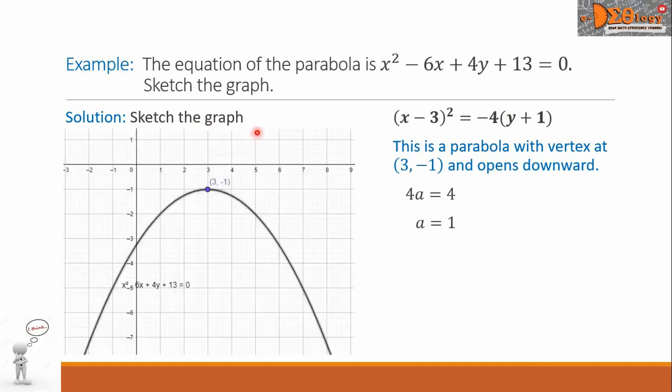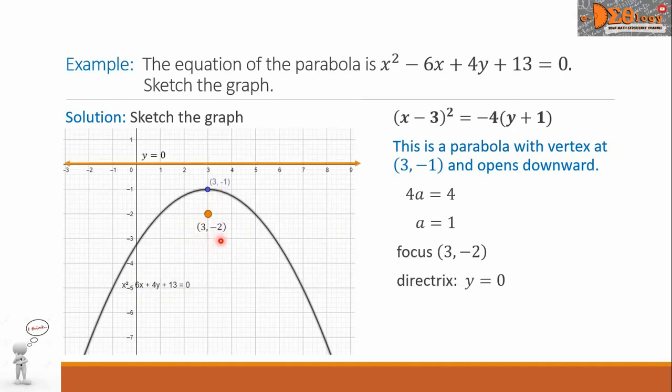Using GeoGebra, the parabola is here, and we graph this equation here: x squared minus 6x plus 4y plus 13 equals 0. The vertex there is the point (3, negative 1). With regard to our focus, there is now 1 unit below the vertex. So the coordinates will be (3, negative 2).